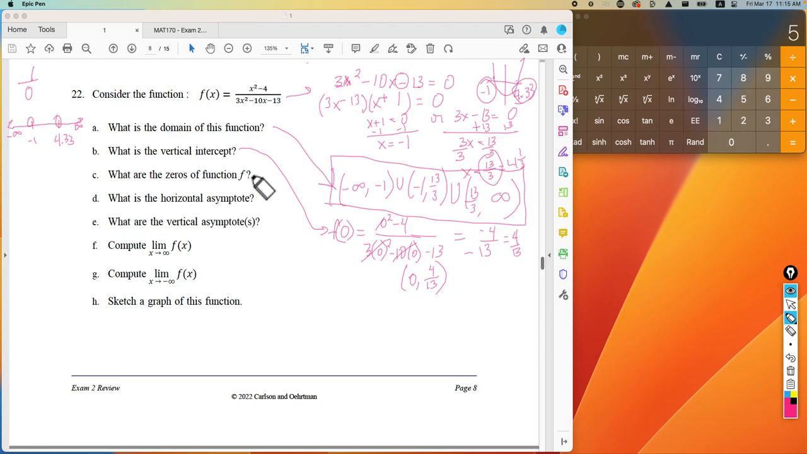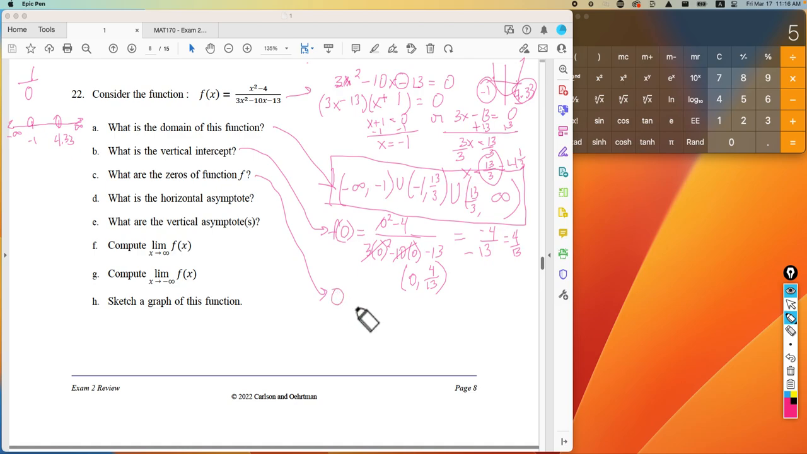What are the zeros of this function? Again, we're going to have to set it equal to 0. And if you remember from last time, maybe you didn't watch the last one, the only way this is going to become 0 is if the numerator becomes 0. And then the denominator would be non-zero, right? So we can't have negative 1 or 13 thirds. But we're looking for where the numerator is 0.